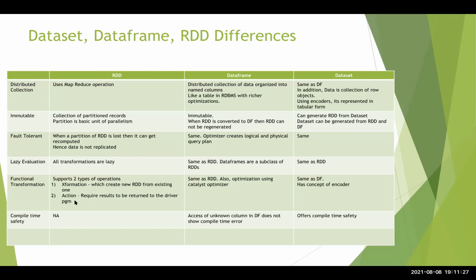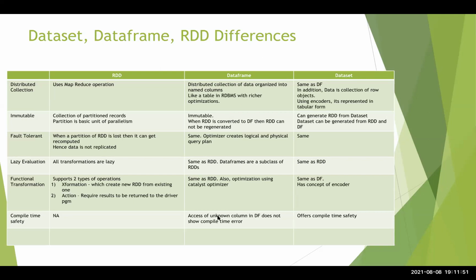So all have transformation and action. We covered that. RDD doesn't have compile time safety. It has access of unknown columns in a data frame, which does not show a compile time error. If you want compile time safety, you use Dataset. And someone replied to some extent on this, asking why Python doesn't have Dataset. This is the reason. Someone replied to it already.